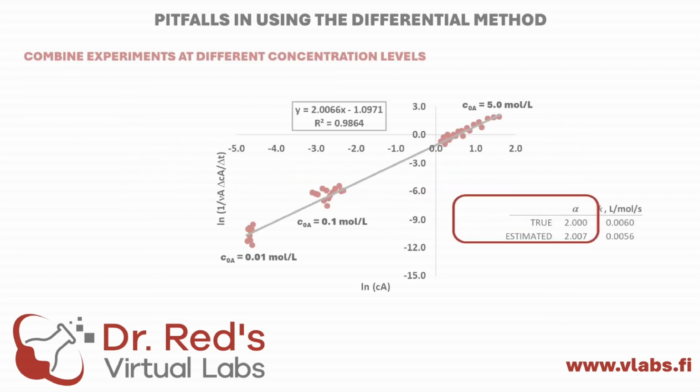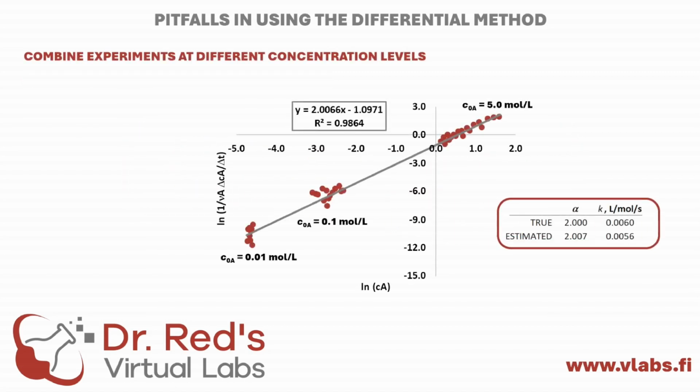For optimal results, carefully plan your experiments. To span a sufficiently broad concentration range while maintaining a high sampling frequency, it's often best to conduct separate experiments under varying initial conditions. Curate each dataset individually and then combine them. In this example, the estimated parameters closely approximate the true values, despite the noisy data from the virtual lab experiments.